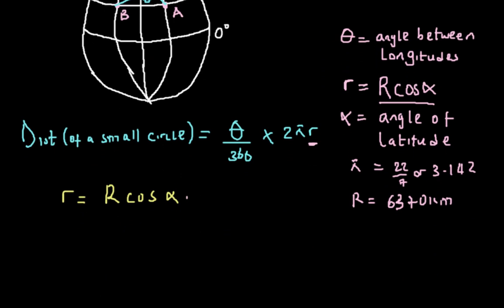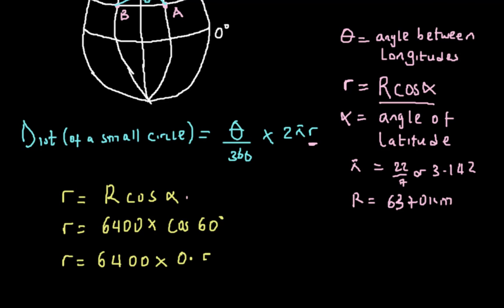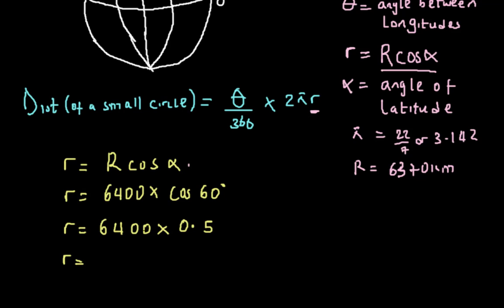So let's load this into the formula. It means small r will be equals to 6,400 times cos 60 degrees. Do you understand? So we'll be having r will be equals to 6,400 times cos 60 is 0.5. So r will be equals to 6,400 times 0.5 will give us 3,200 kilometers.